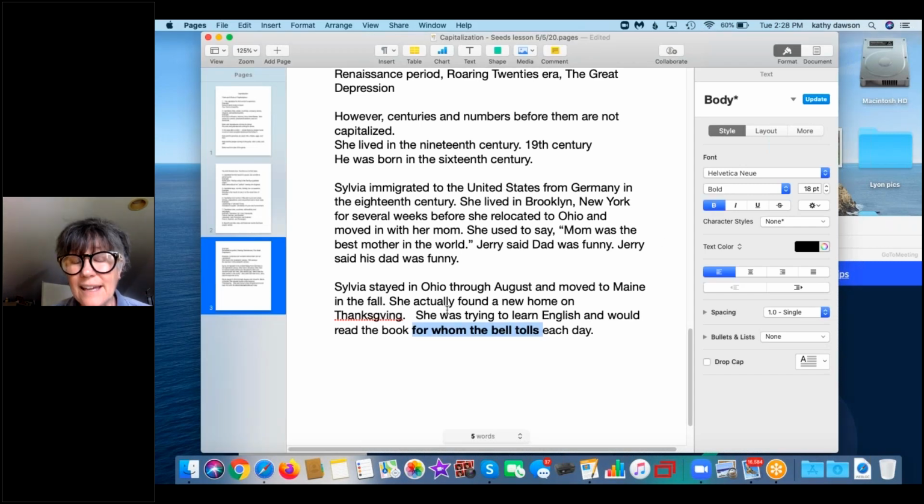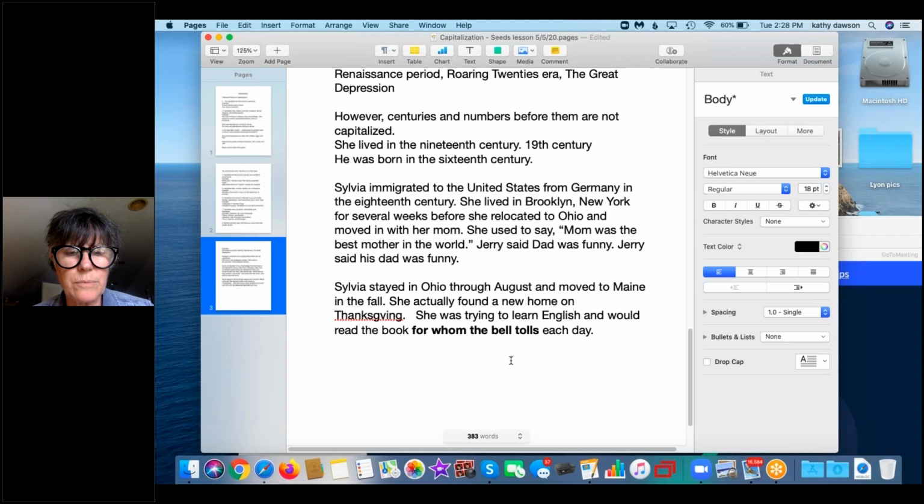So that's the title of the book. Which words in the title would you capitalize? The title of the book is "For Whom the Bell Tolls."